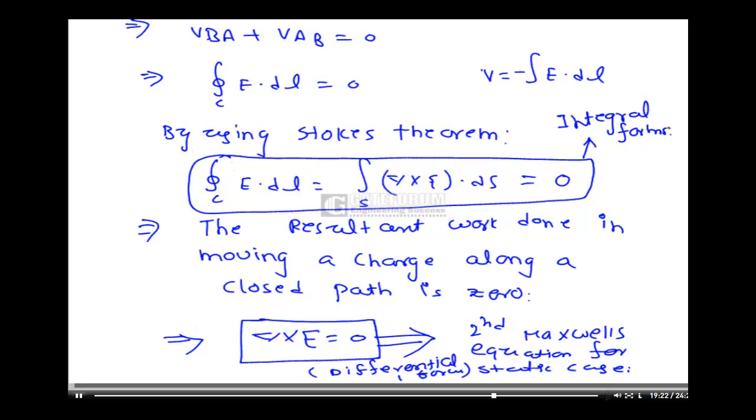We also know that del cross E is equal to 0, so the circulation of the field is 0. That is, the electric field has the property that it will not rotate. This is also known as a conservative field. Del cross E equal to 0 means irrotational, and irrotational is also called a conservative field. So like this we can derive the second Maxwell's equation, which is del cross E is equal to 0.